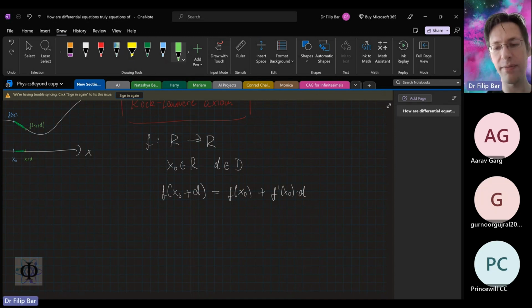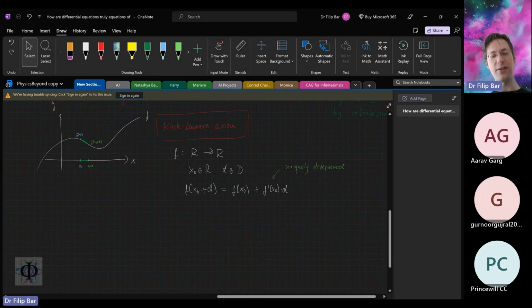Where, of course, this is uniquely determined. That's something I need to now put in as an assumption into my axiom, that there is such a uniquely determined number. And that number is, of course, the rate of change. That is what I'm calling the derivative, right?